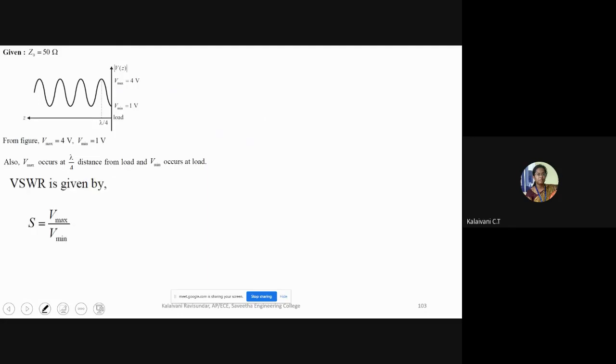The VSWR formula is Vmax by V minimum. We have 2-3 formulas for VSWR. One is Vmax by V minimum; from this only we will derive it with respect to reflection coefficient. So S is equal to Vmax by V minimum. In the question they are given V max equal to 4 and V minimum equal to 1. So if you substitute, the S value will be equal to 4.